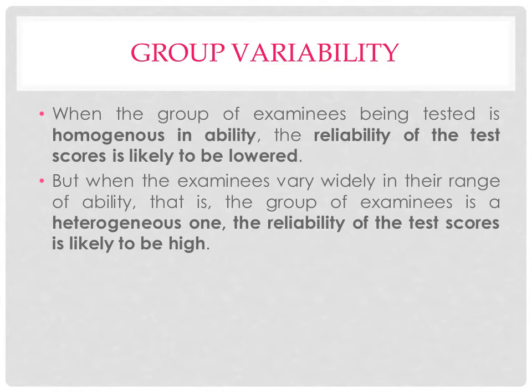Group variability. When the group of examinees being tested is homogeneous in ability, the reliability of the test scores is likely to be lowered. So in here, when we say group variability, it is the variation of the group that you are testing or the sample that you have. It states that when your sample is homogeneous in ability, your reliability would be lower. So for an example, you wanted to check your intelligence test.